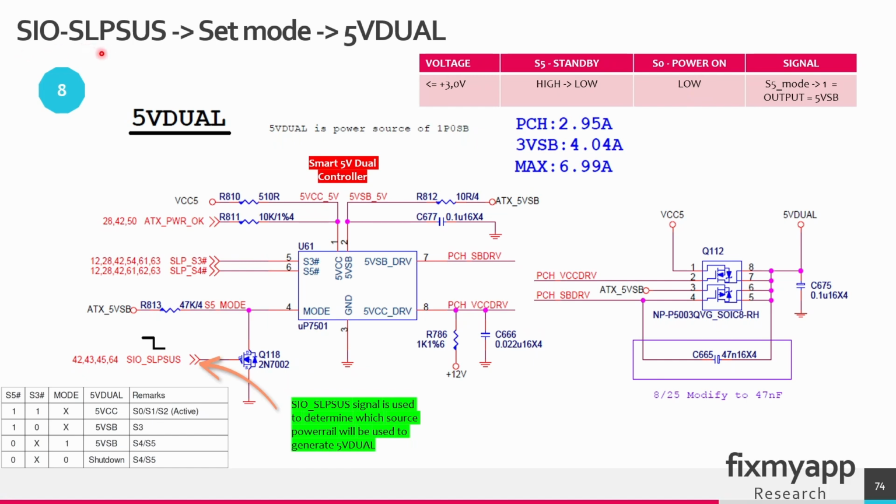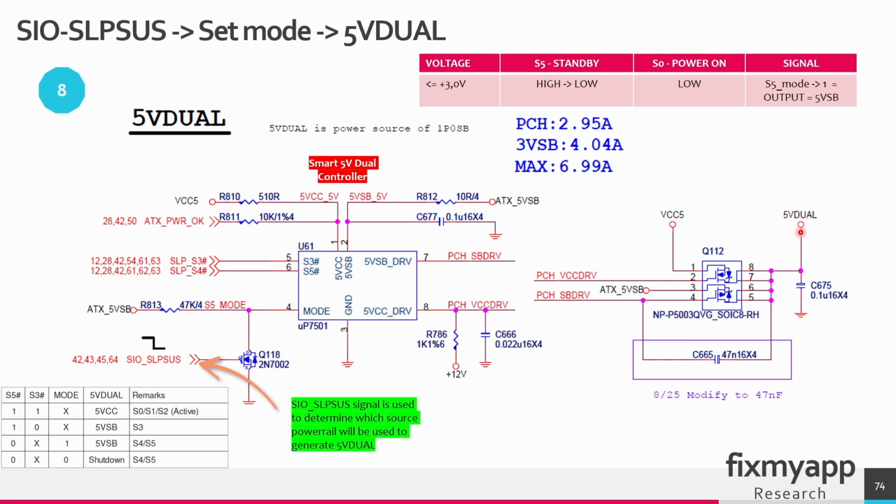Also, the super IO sleep suspend signal is used to set the mode for the 5 volt dual power rail. This is a super IO sleep suspend signal. It goes from high to low. It will set the mode for this voltage regulator, and this voltage regulator will generate 5 volt. It's called 5 volt dual because this voltage has to be present on the power on state or in standby mode, so this voltage has to be present all the time.